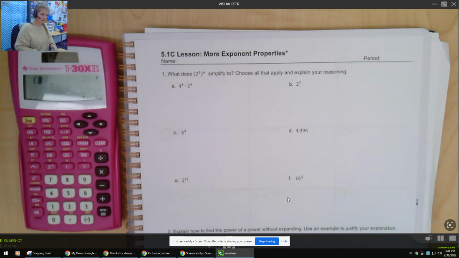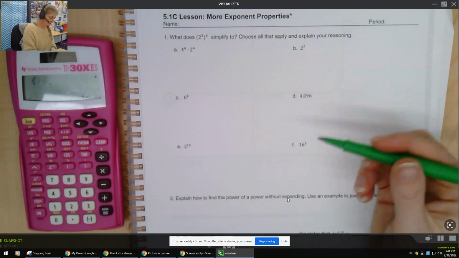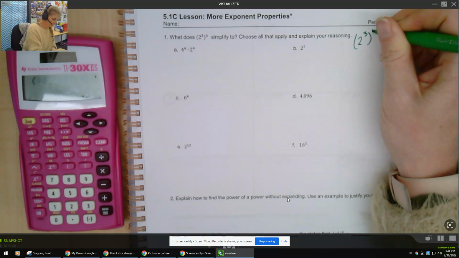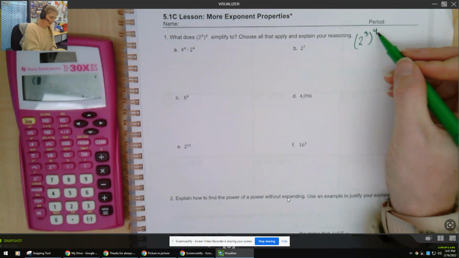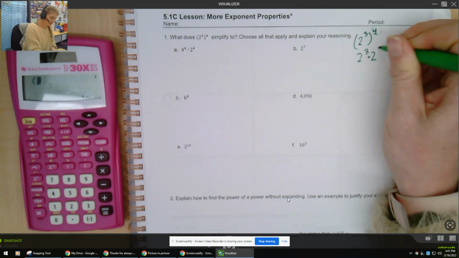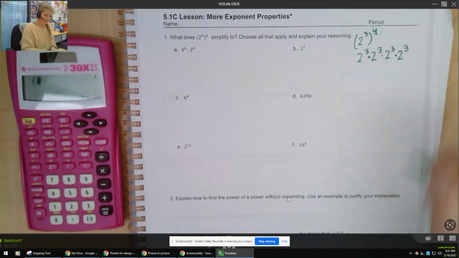Okay, so the first question says, what does 2 to the 3rd to the 4th power simplify to? Choose all that apply and explain your reasoning. Well, 2 to the 3rd to the 4th power means there's 4 factors of 2 to the 3rd. So that's 2 to the 3rd times 2 to the 3rd times 2 to the 3rd times 2 to the 3rd.